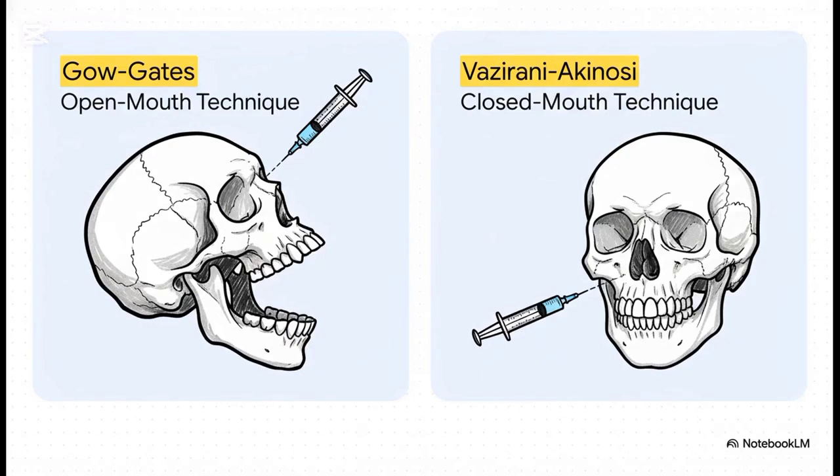So what happens when a standard IANB just isn't working? Well, you have options. The Gow-Gates technique is a true nerve block that aims much higher up at the neck of the condyle. It has a super high success rate, but it requires the patient to open their mouth really wide. On the flip side, you have the Vazirani-Akinosi, which is a closed mouth technique. This is an absolute lifesaver for patients who have trismus and can't open wide.